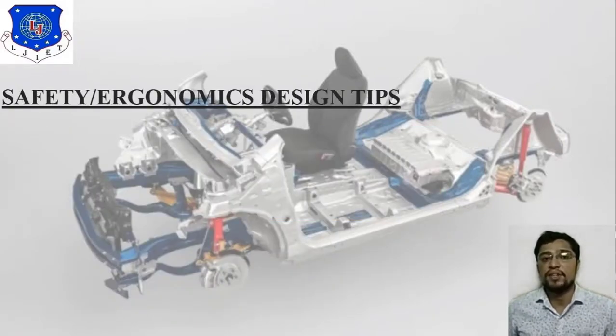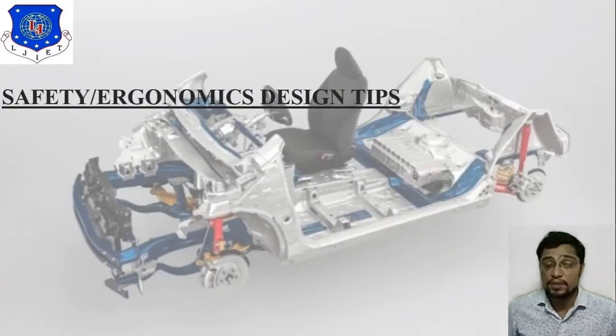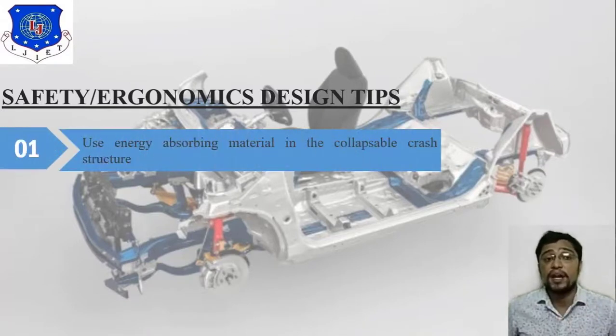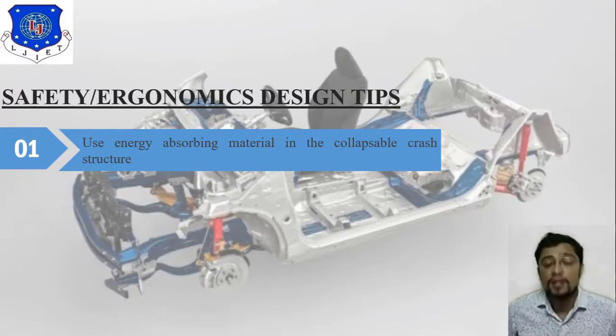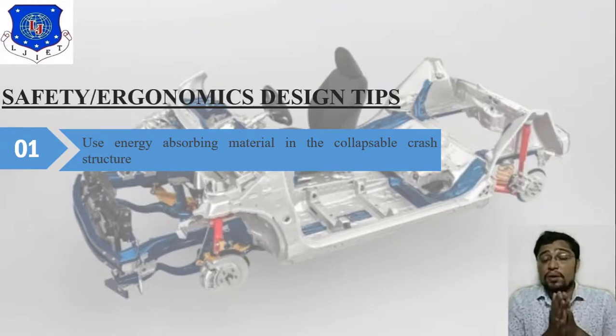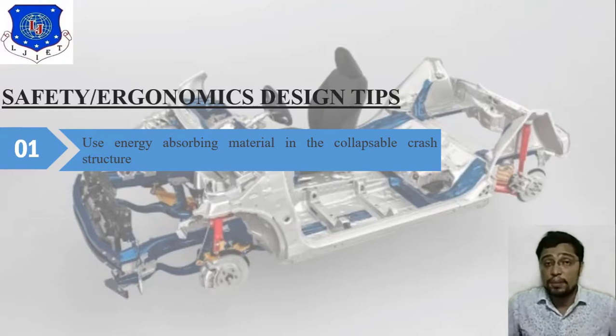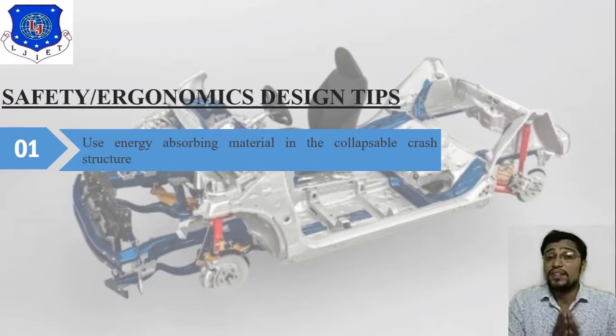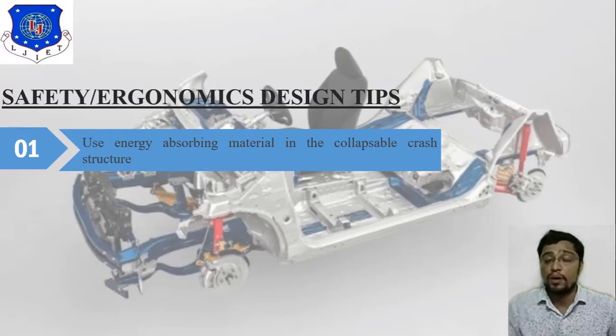Next one, that is safety or ergonomics designing tips. In the first point, I have attached something related to using energy absorbing material in the collapsible crash structure. So first of all, what are safety or ergonomic designing tips? They are related to your safety purpose, either active safety or passive safety. The first and important one is related to material: use energy absorbing material in the collapsible crash structure. So this is the first point.